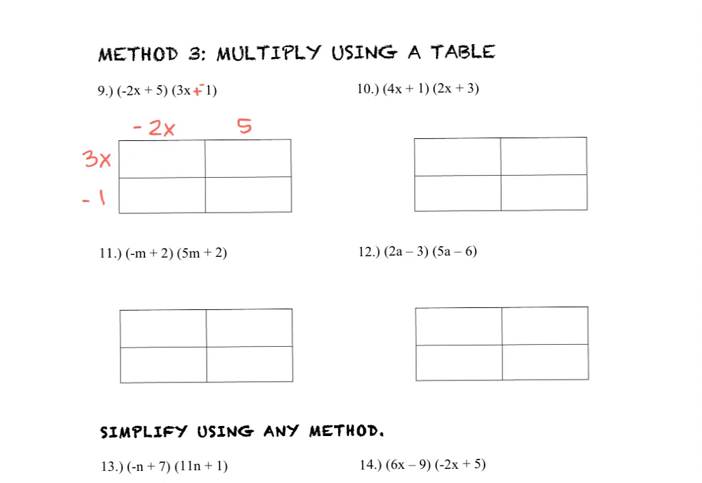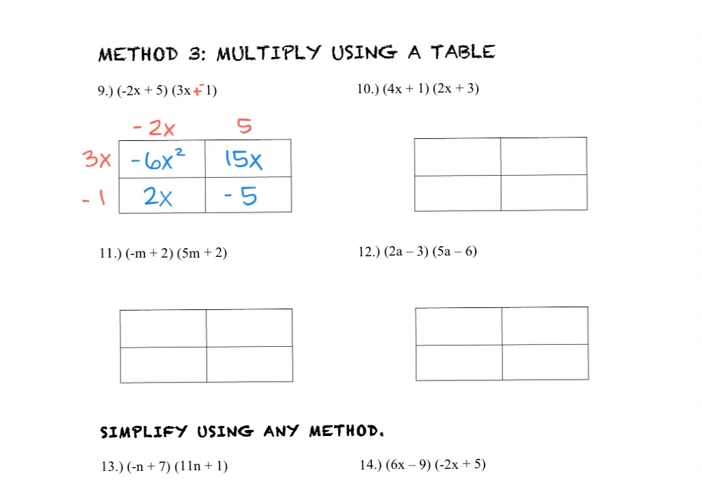Okay, so we have first 3x times -2x, that's -6x squared. Then 3x times 5 is 15x. -2x times -1 is +2x. And -1 times 5 is -5.